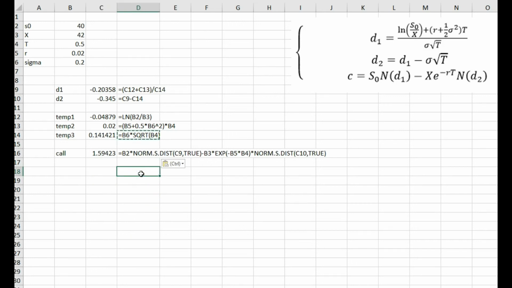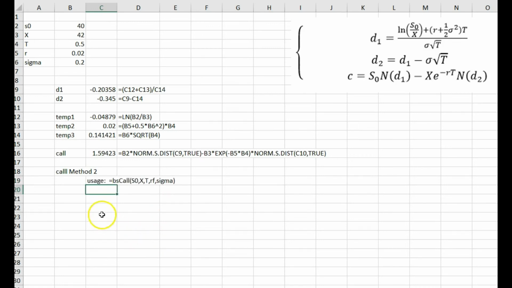So this is where we are going to use VBA. This is method 1, the call. Method 2, we use VBA. I joined a VBA called Black-Scholes call. There are two functions: one is call, another is help. Always use help first.